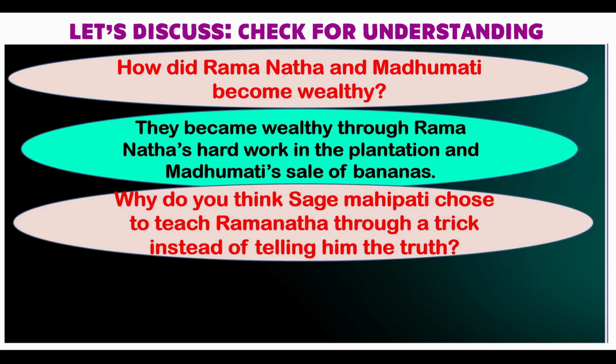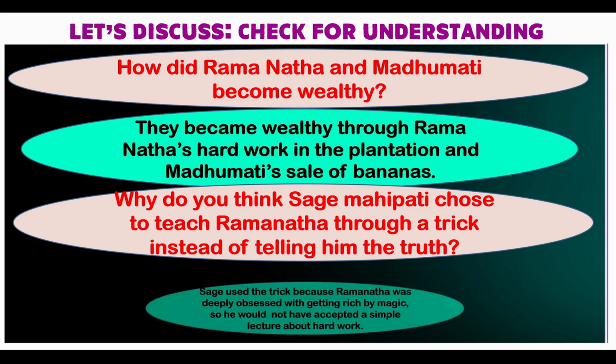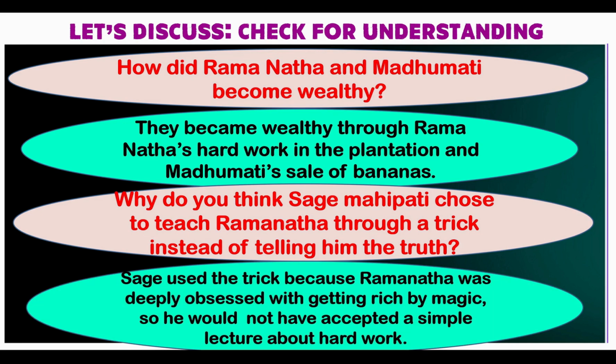Why do you think sage Mahipati chose to teach Ramanatha through a trick instead of telling him the truth? So he knew what kind of a man Ramanatha was. Sage used the trick because Ramanatha was deeply obsessed with getting rich by magic, so he would not have accepted a simple lecture about hard work.